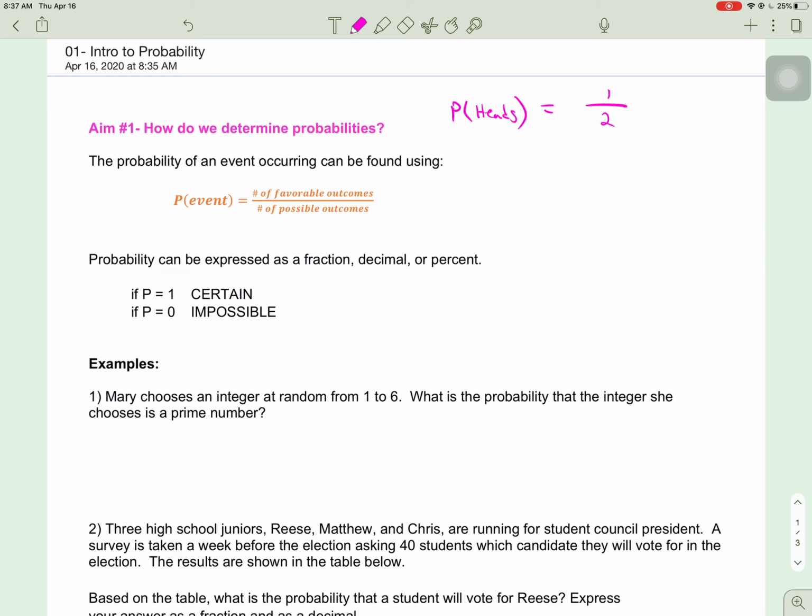Now, probability can be expressed as a fraction, as a decimal, or as a percent, right? We up there just represented the probability of getting heads as 1/2, but the probability of getting heads can also be 0.5, and you can convert 0.5 to a percent, 50%, right? In statistics, we really like to use percent when we're having discussion, but in math, we know we can't work with percents, so we like to use fractions or decimals.